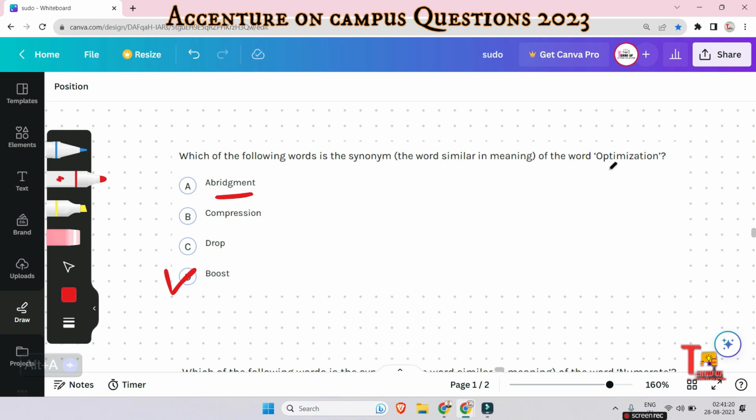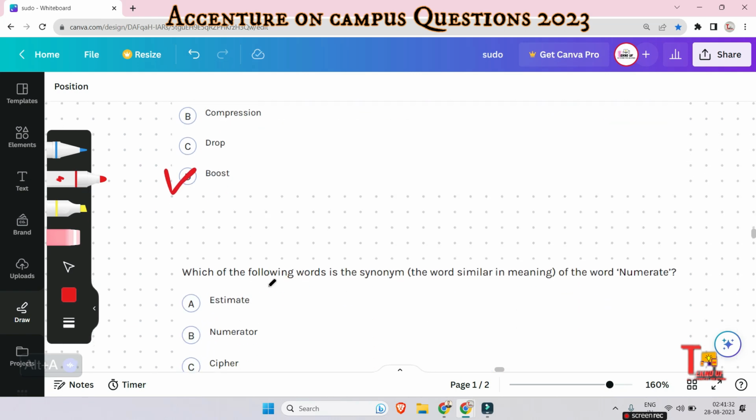And this is quite similar to optimization, that is, the process of making something as efficient and effective as possible, which is also enhancing. So boost and optimization are quite similar. So the answer will be boost.